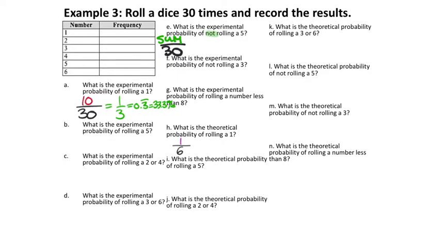Well, what is the theoretical probability of rolling a 5? Again, it's a fraction, but how many numbers are possible to roll when you have the dice in your hand? 6. There's 6 different outcomes that can happen: 1, 2, 3, 4, 5, or 6. How many of those numbers are 5? Just 1.